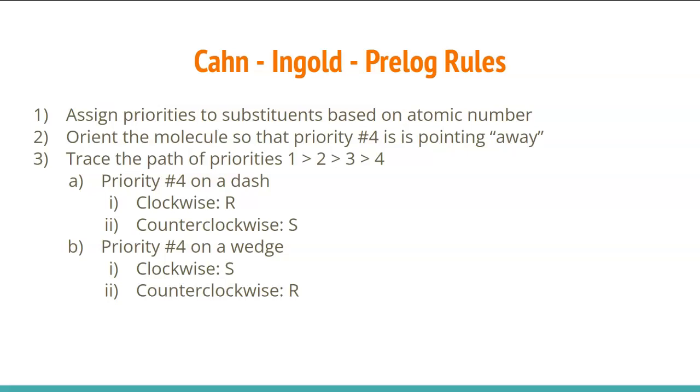Priority number 4 being on a dash, if your tracing goes in a clockwise circle, it's going to be an R. If it goes counterclockwise, you are looking at an S. Now, if priority number 4 is on a wedge, those just reverse. That means if it's going clockwise, you're looking at an S, and counterclockwise, you're looking at an R.